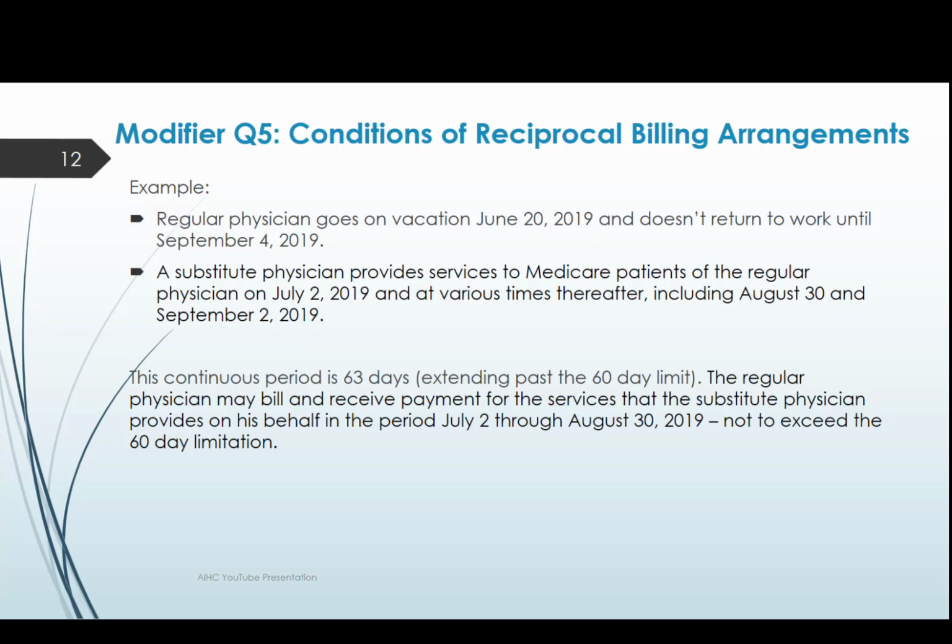The continuous period of covered visit services begins on July 2nd and runs through September 2nd, a period of 63 days. Since the September 2nd services are furnished after the expiration of 60 days of the period, the regular physician is not entitled to bill and receive direct payment for them. The regular physician may, however, bill and receive payment for the services that the substitute physician provides on his behalf in the period July 2nd through August 30th, 2019.